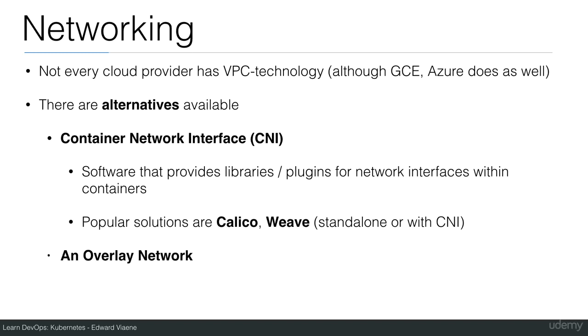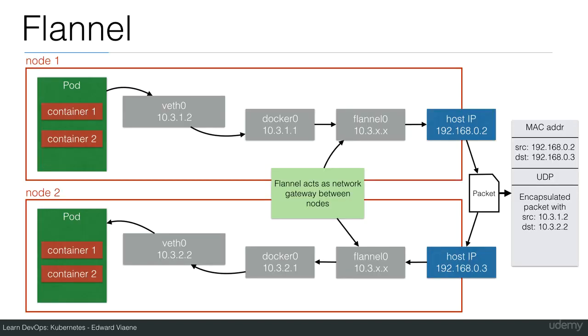Or there's another solution called an overlay network. And here Flannel is an easy and popular way. There are also other solutions that I didn't put on this slide, so if you want to have a full list, have a look at the Kubernetes networking page, or just Google for CNI or an overlay network and you will get all of them. Let me just discuss Flannel in a little bit more detail so that you have an idea what it actually does. So here is a Flannel overview, a diagram.